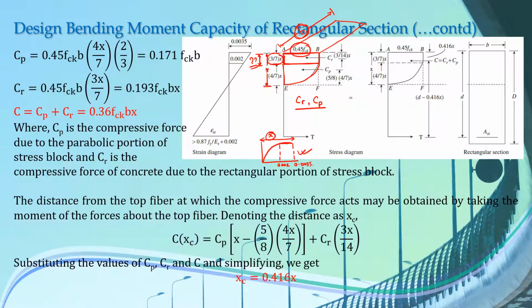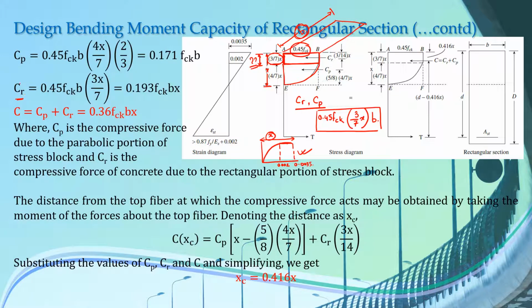So hence the volume of this stress block will be 0.45 fck. This is the length. 3 by 7 x, this is the width, and the width of our rectangular beam is B, hence B. So this value represents the volume of this stress block here. The same thing is written here.